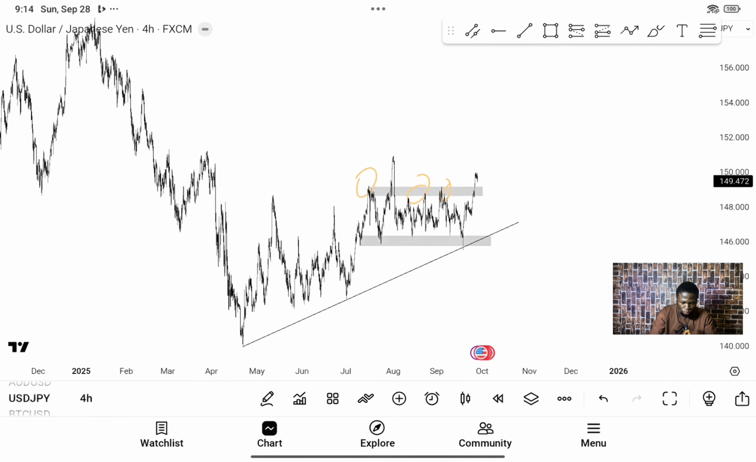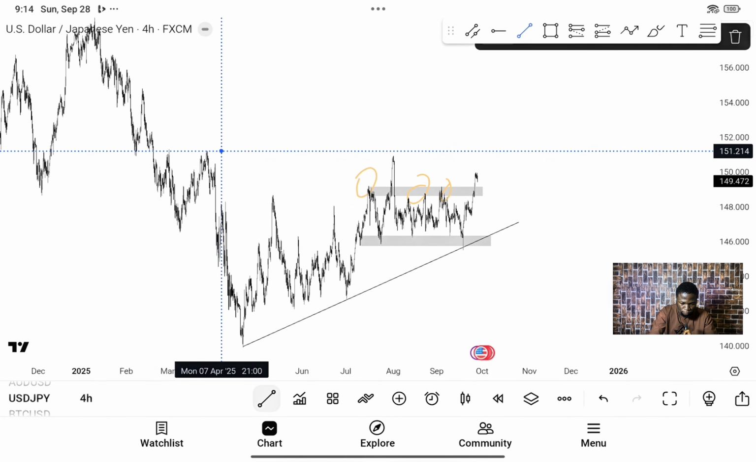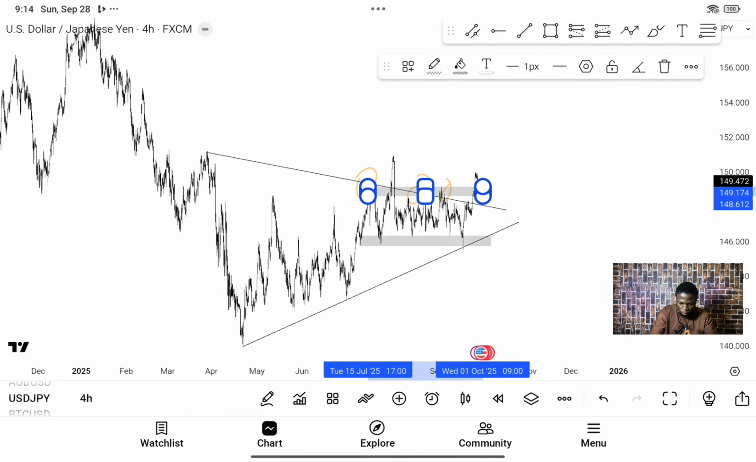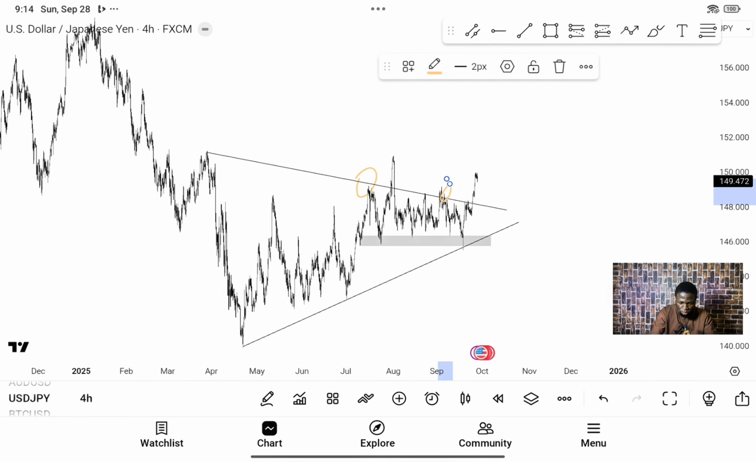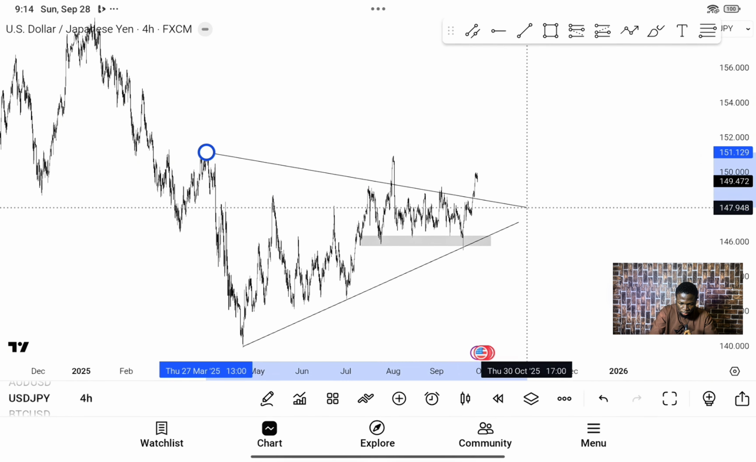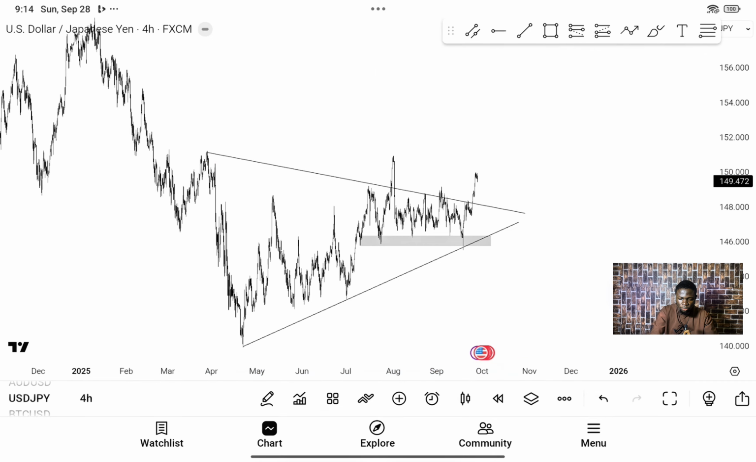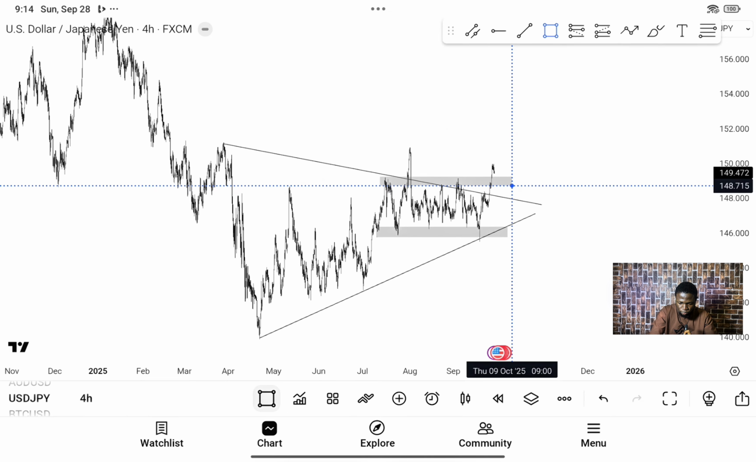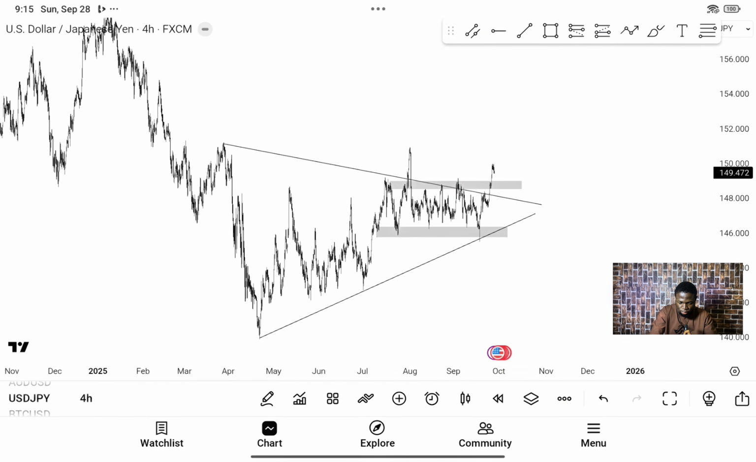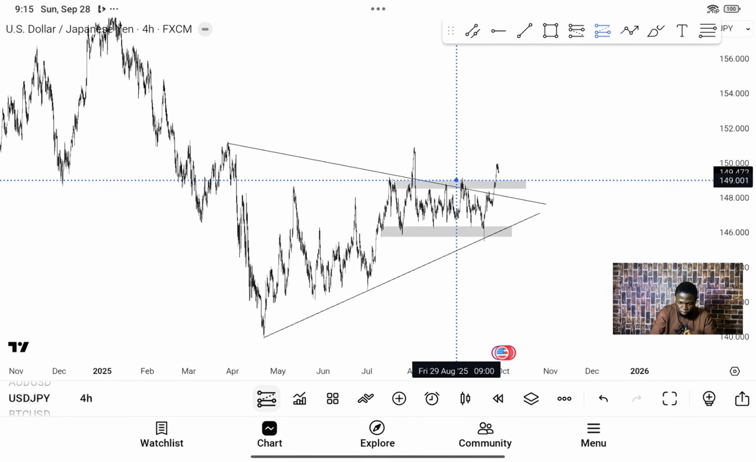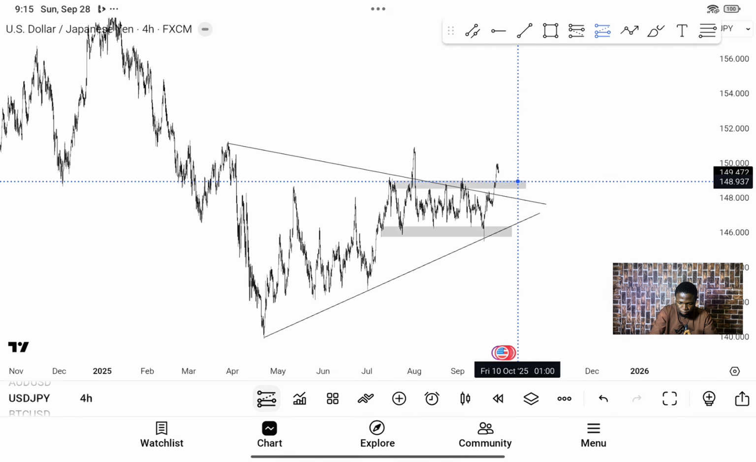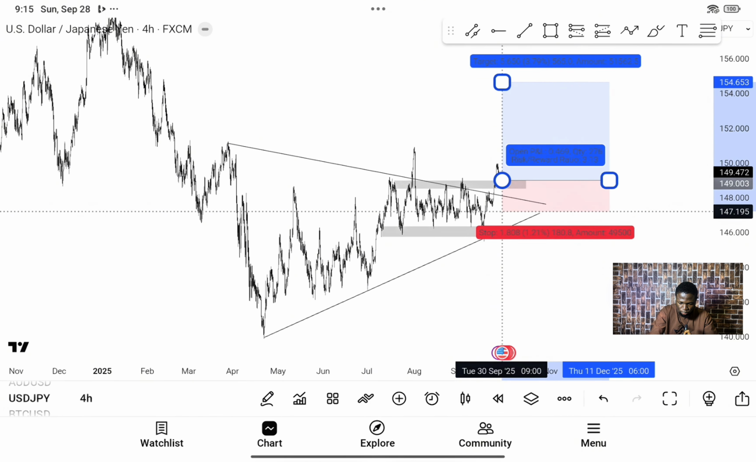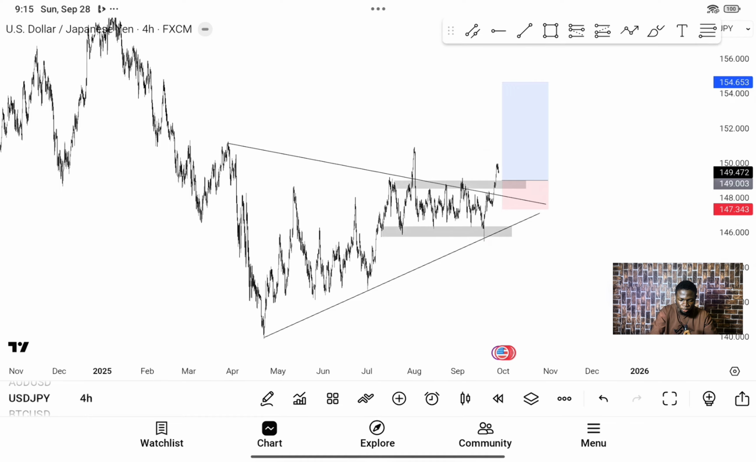Then apart from that, we had to draw our resistance from this angle to this angle. Hold on, let me delete this stuff so it doesn't confuse us. We draw resistance from this angle to this angle. Now you can see USDJPY has broken out. So what are we to look out for? I'm to look out for a buy entry from this place. This is what I'm looking at on USDJPY.